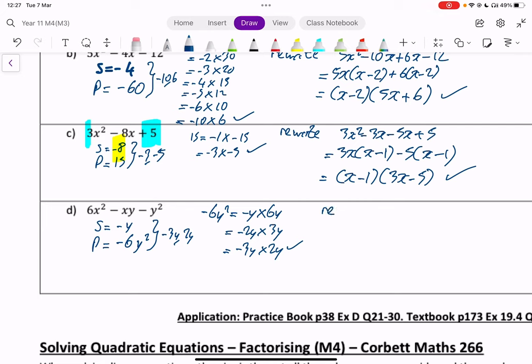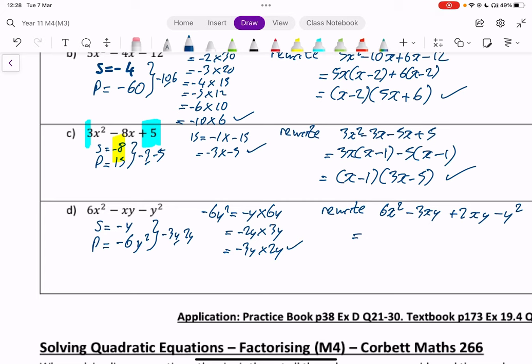So rewrite your expression, and then it's just as easy as the last one, really. Rewrite the expression as 6x squared, and then you had minus 3y times x, and then plus 2y times x, and then that is very bad of me. Apologies. You should always write your letters alphabetically. So it's minus 3xy and plus 2xy, and then minus y squared.